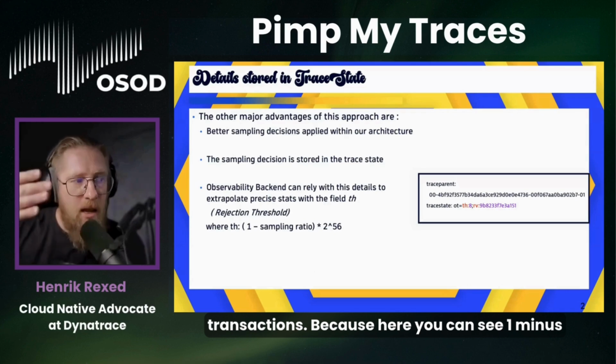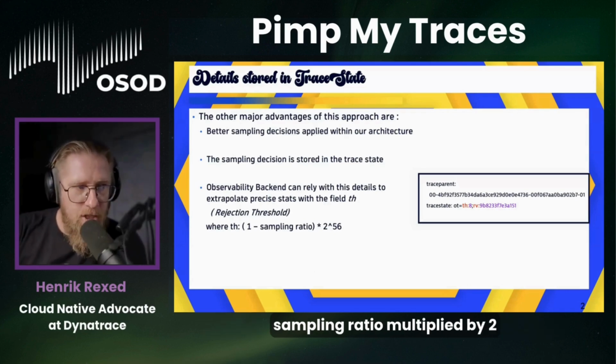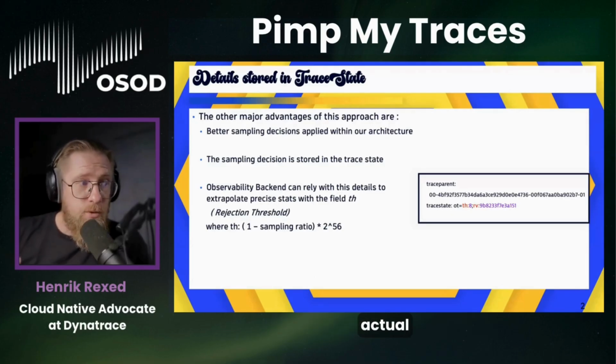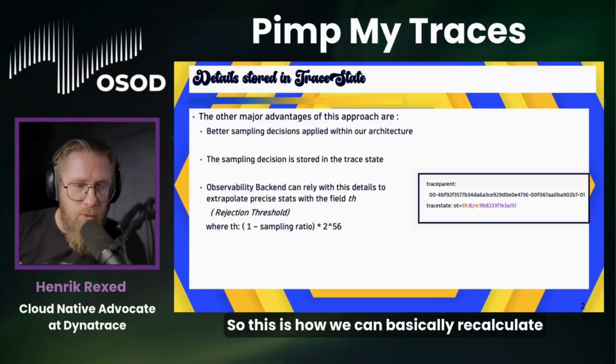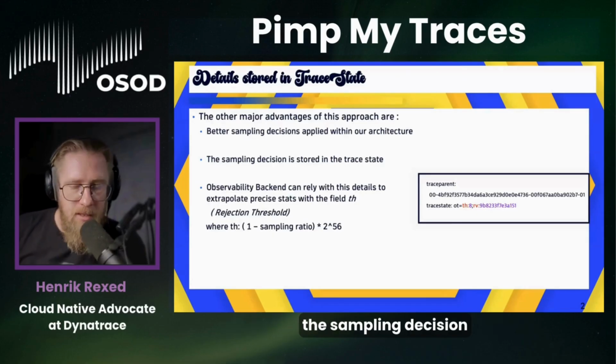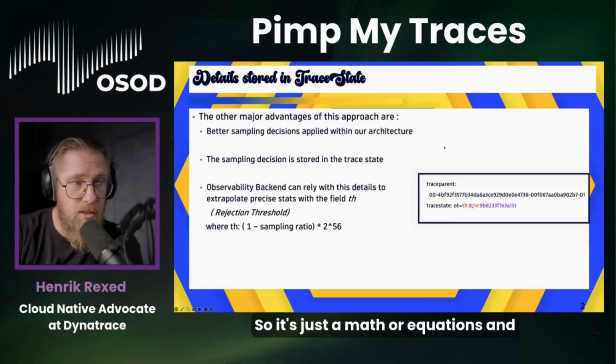Because here you can see 1 minus the sampling ratio, multiplied by 2 to the power of 56, gives you the actual TH number. So this is how we can recalculate how the sampling decision was defined. So it's just math or equations, and then you get it.